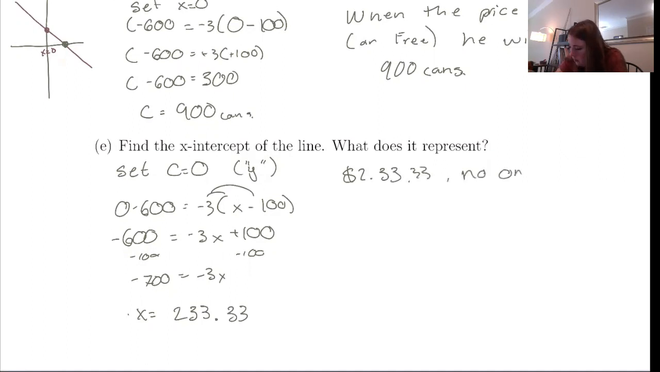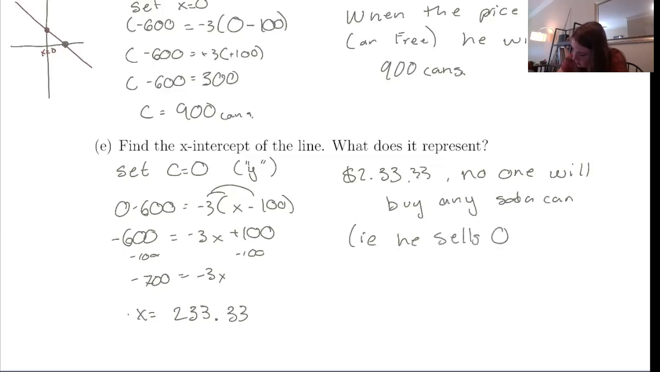no one will buy any sodas. Any soda cans. I.e., he sells 0. Okay. So great job, Griffin, for getting that.